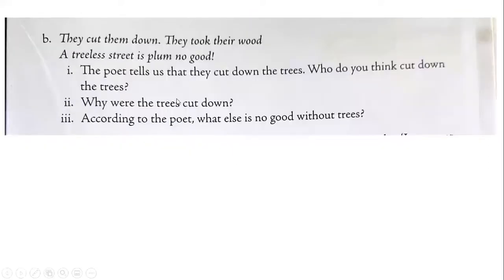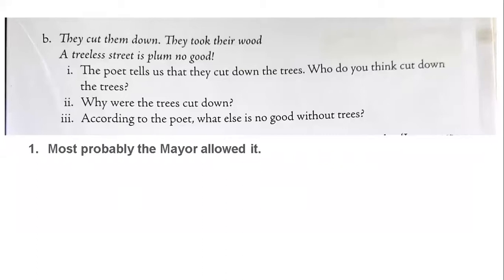You have another reference to context to do. They cut them down, they took their wood. A treeless street is plumb no good. The first question, the poet tells us that they cut down the trees. Who do you think cut down the trees? Who cut the trees down? Most probably the mayor allowed it. The mayor gave permission, people cut them down.